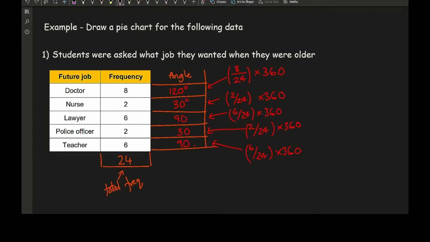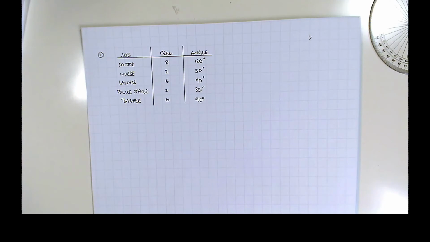These are the angles that I then need to plot. So looking at question 1, what we need to do is draw the pie chart. Now, in an exam, the circle will already be drawn for you. However, if you're doing this in class or for homework, then you may need to draw the circle yourself.